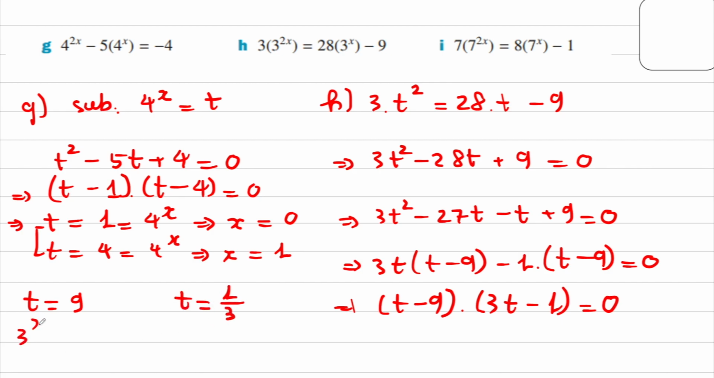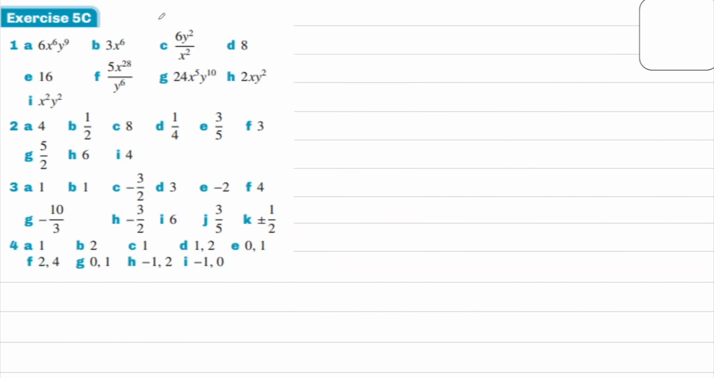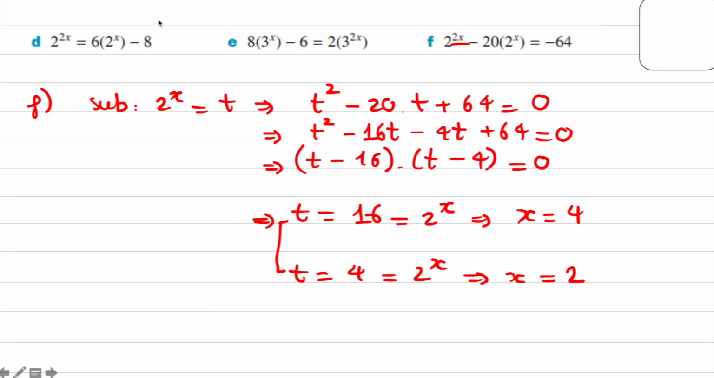So 3 to the power of x equal to 9, x equal to 2. For this one, x equal to negative 1. I think you can understand it by yourself. I hope that. Okay, that is question G and question H. And the last question, I.